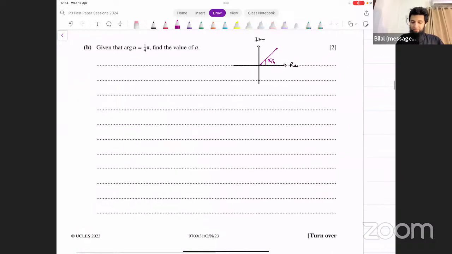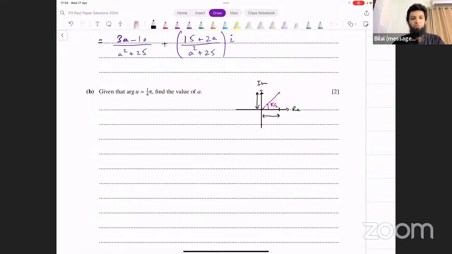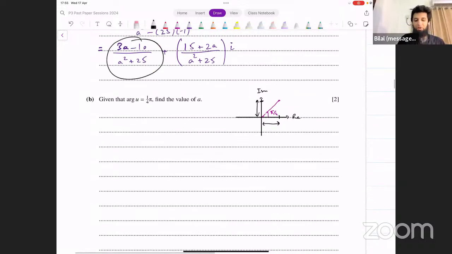Because if the argument of this complex number u is pi over 4, what does that tell us? Whatever is the real part of this complex number, the imaginary part should also be the same, right? Because whatever is the distance in this direction, it should be the same as the distance in this direction. So argument being pi over 4 means that the real part of this complex number and the imaginary part of this complex number are supposed to be the same, because we're traveling the same distance horizontally and vertically.